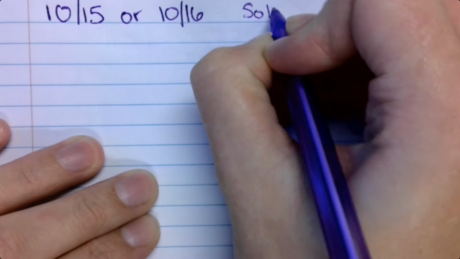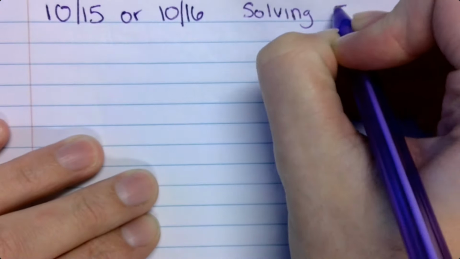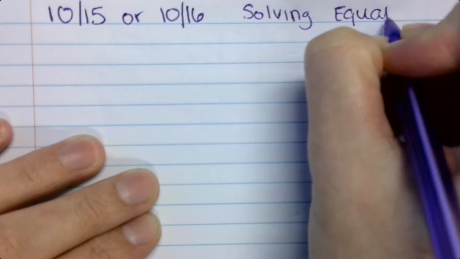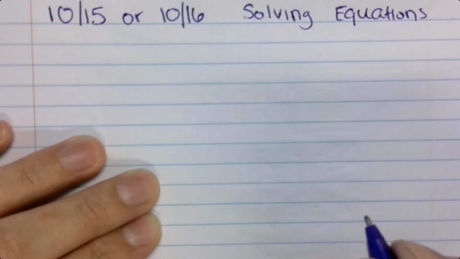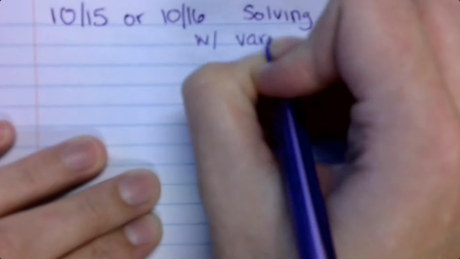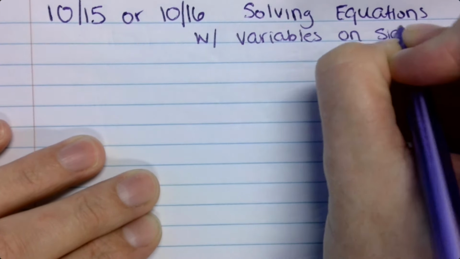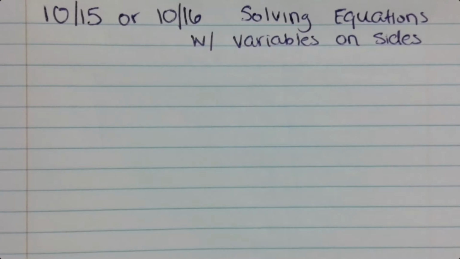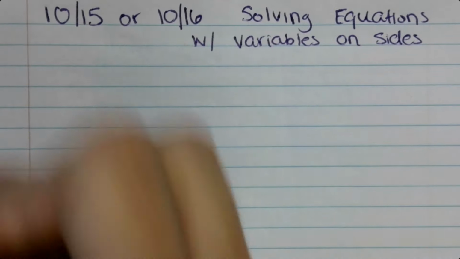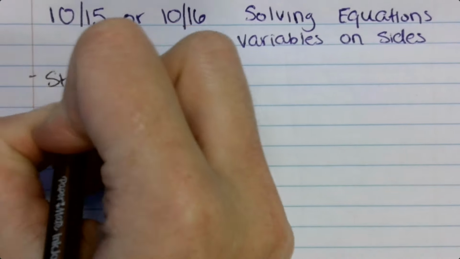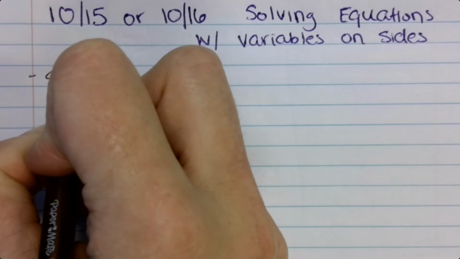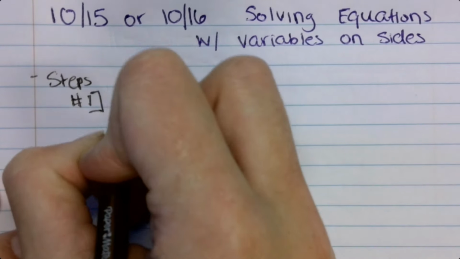We are still, this is basically day 2 of solving equations with variables on both sides of the equal sign. So our steps are not changing. Hopefully they're getting ingrained in your brain.